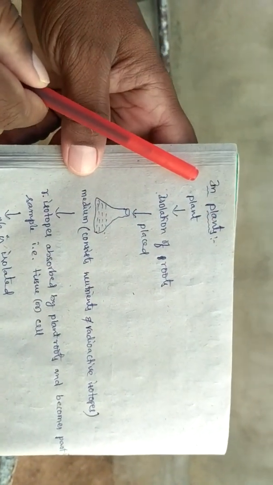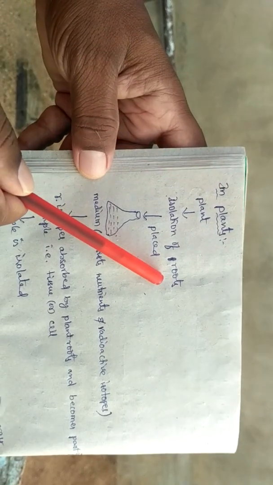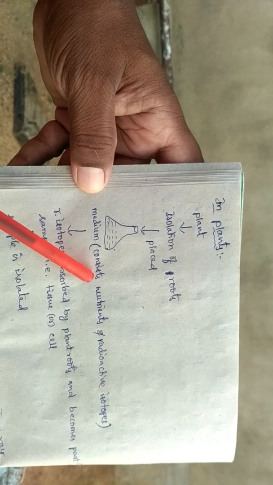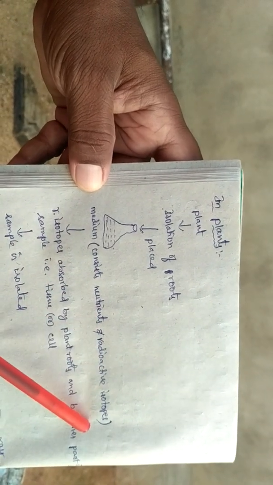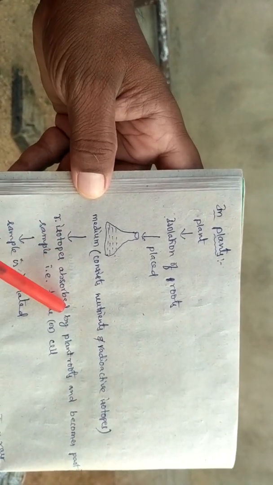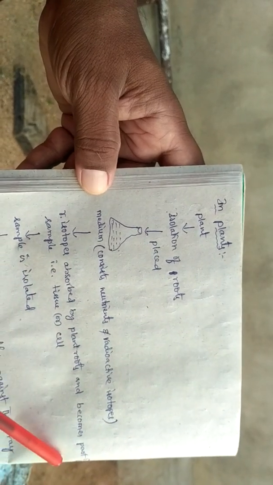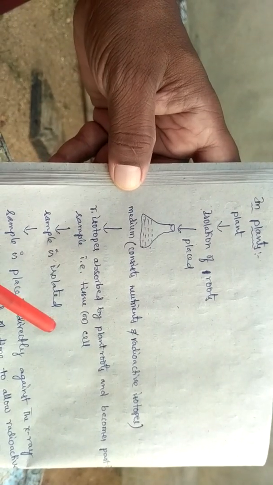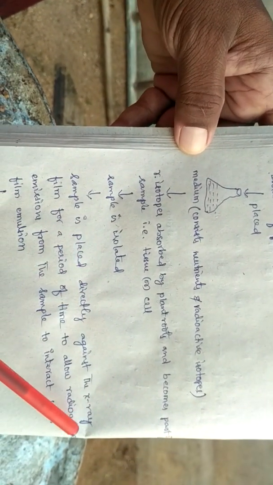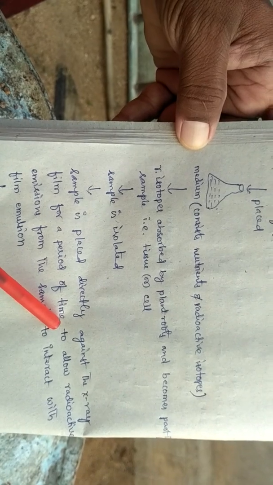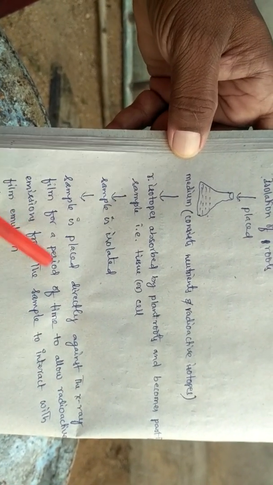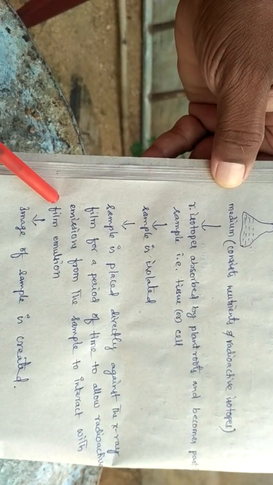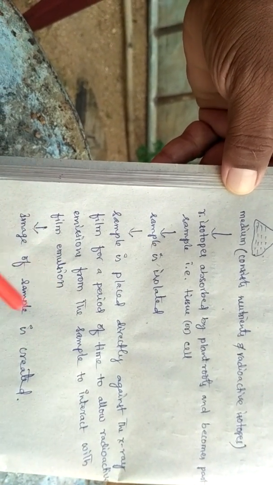Now we will see the procedure in plants. The roots of the plants are isolated and placed in a medium. That medium contains nutrients as well as radioactive isotopes, so that the radioactive isotopes are absorbed by the plant roots and become part of the plant roots. Then the sample is isolated, same as in animals. The sample is placed directly against the X-ray film for a period of time. Why? To allow the radioactive emissions from the sample to interact with the emulsion present over the X-ray film so that the image of the sample is created.